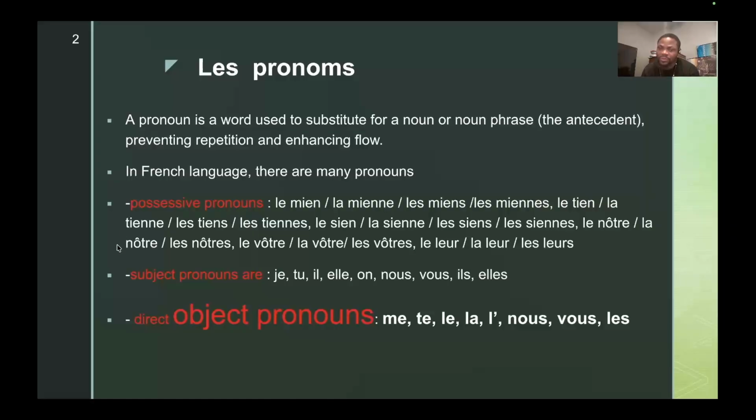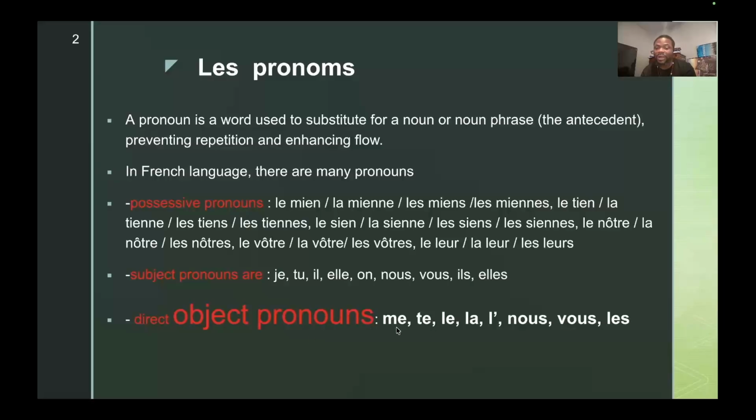So in French, just like many other languages, there are many pronouns. Not just these three that are listed here, but these are just examples, like possessive pronouns and personal subject pronouns, like je, tu, il, elle, on, nous, vous, ils, elles. D'accord? And then we have direct object pronouns. If there are direct object pronouns, there are also indirect object pronouns. But for this very class, we are going to be looking at direct object pronouns.